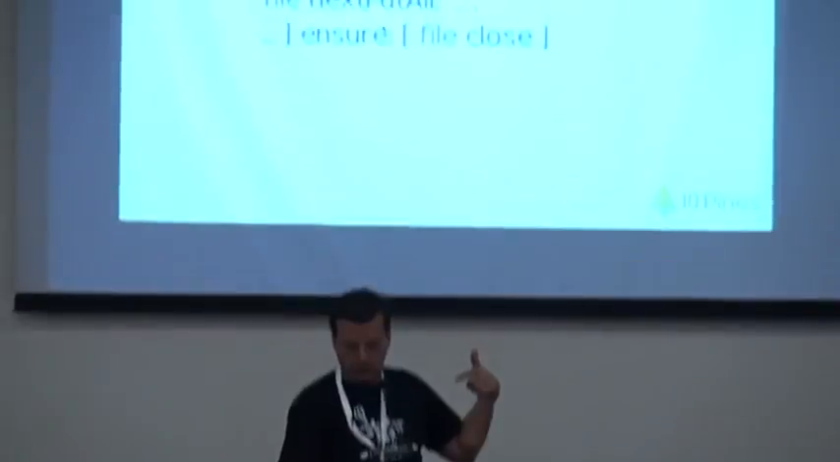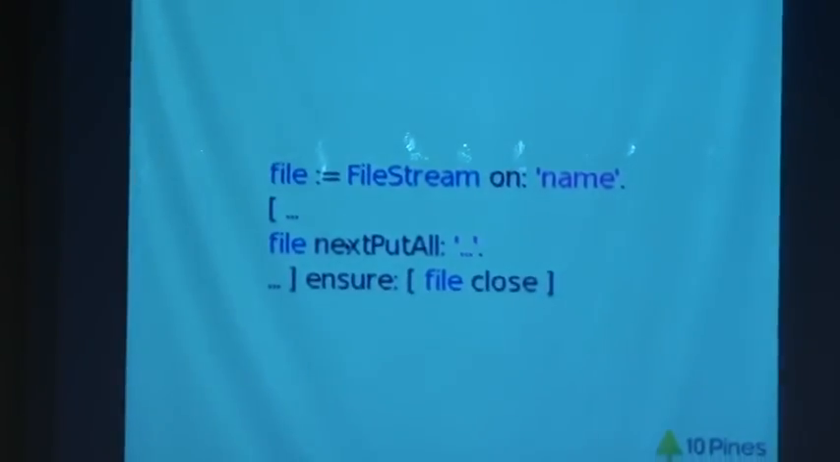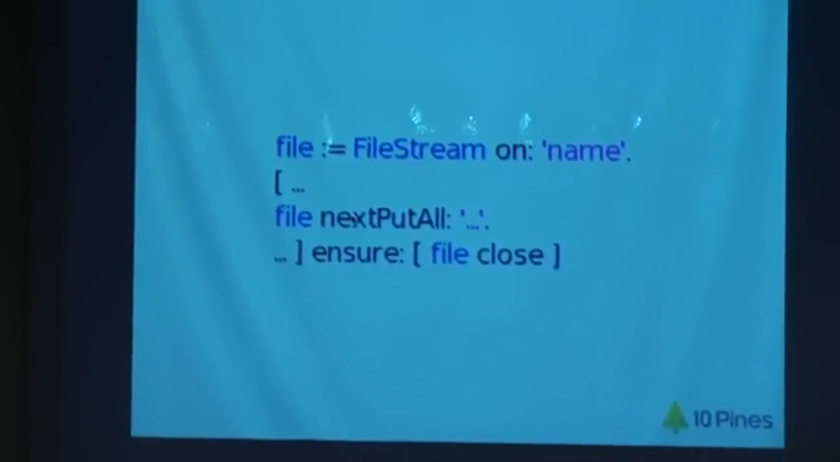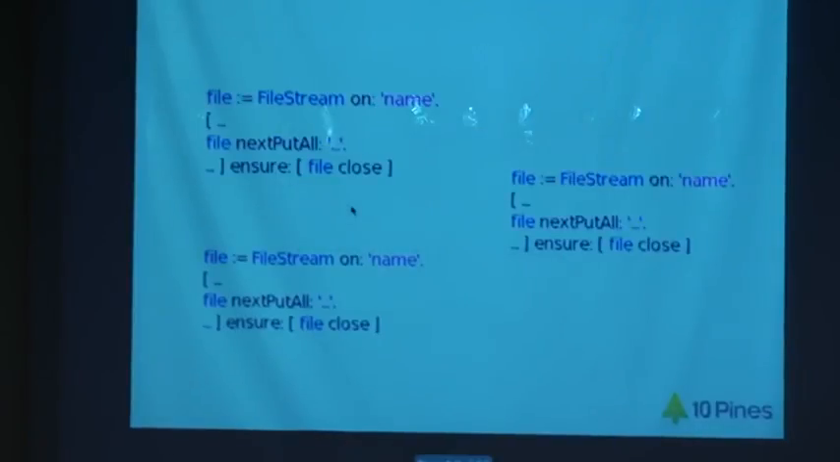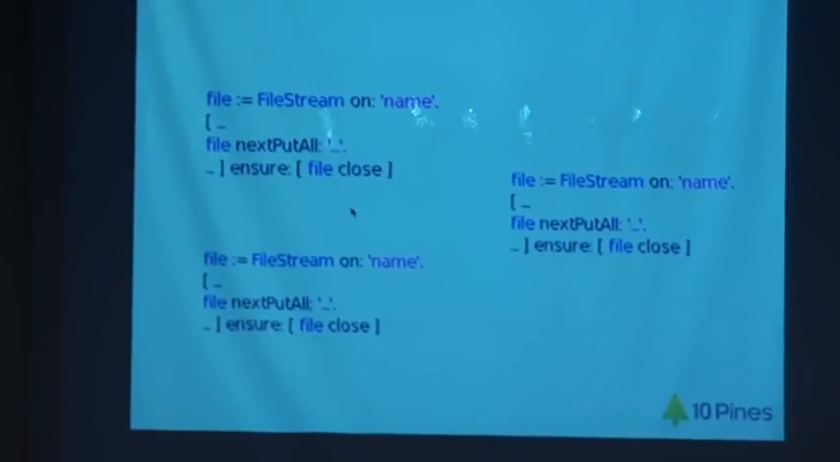Well, the problem is that if there is an exception between opening the file and closing it, the file won't be closed. So how do you solve this? You put that in an ensure, you send an ensure message to be sure that the file is always going to be closed no matter how the closure results. But if you do that, you have to do that all the time. Yeah, so you have repeated code.